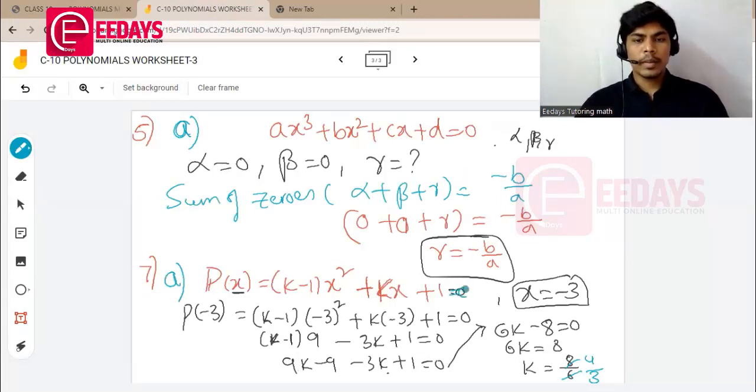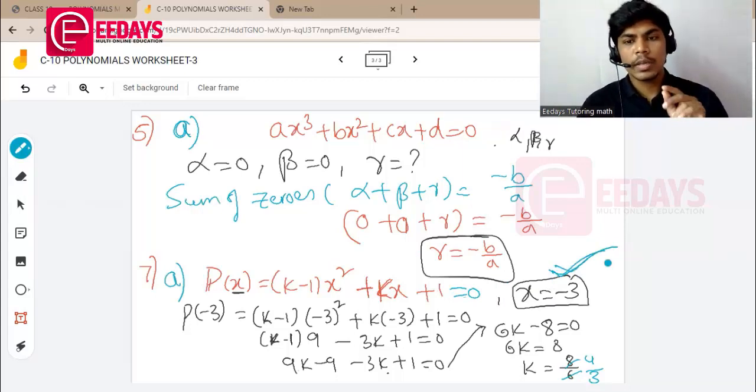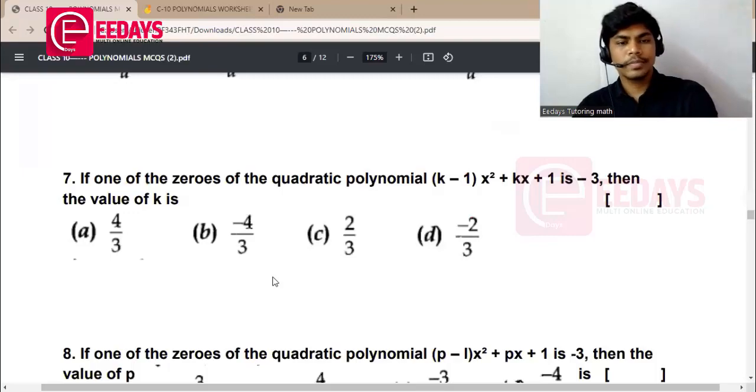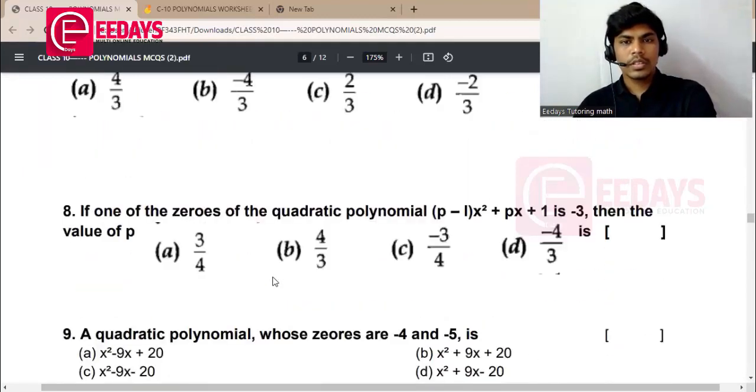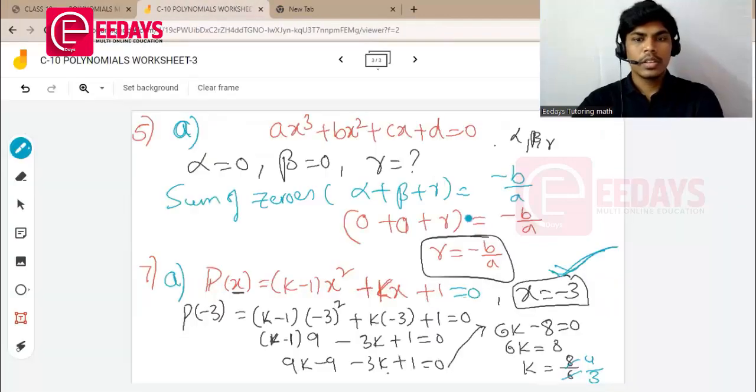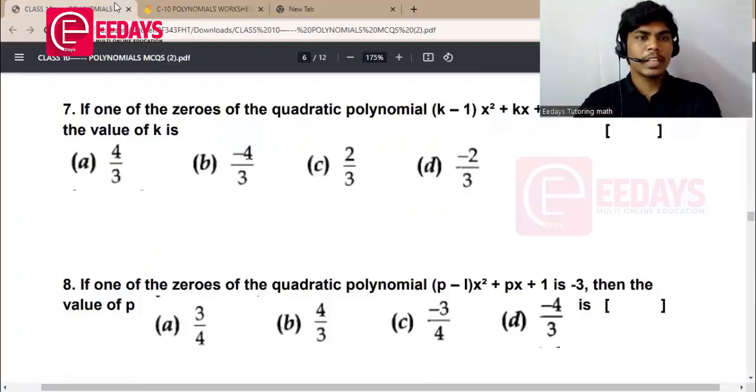So first of all, you have to make the polynomial equation equal to 0. You should write is equal to 0. One of the zeros is already given, x is equal to minus 3. In the place of x, you just substitute minus 3. Clear, everyone? Any doubts? No? Let's move on to the next question. After getting 8 by 6, don't stop here. Depend on the options. In the options, they gave 4 by 3, minus 4 by 3 and all those things. That's why option A is the correct answer.